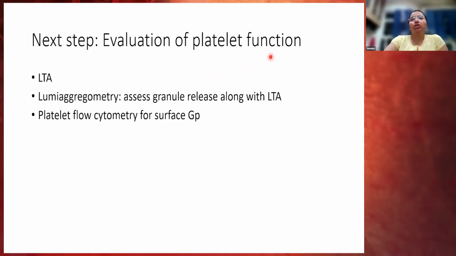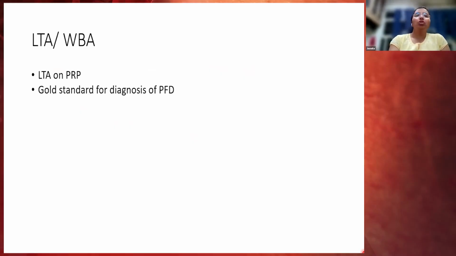That is evaluation of platelet function. For that, we use light transmittance aggregometry. Some centers have the Lumi aggregometry instrument available, which is also good equipment, because it not just assesses platelet aggregation, or the increase in transmittance upon platelet aggregation, it also assesses granule content release. The dense granules release ATP, and that can be measured. If these give some signs, then we can also proceed to platelet flow cytometry for the surface glycoproteins. When we talk about light transmittance aggregometry, we do it on the platelet-rich plasma.